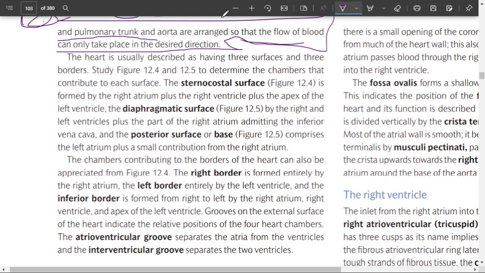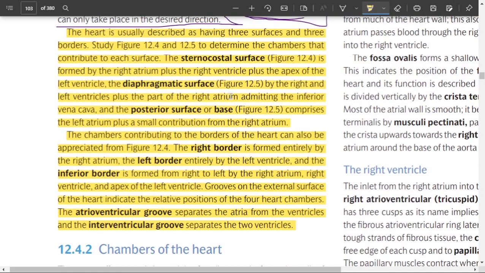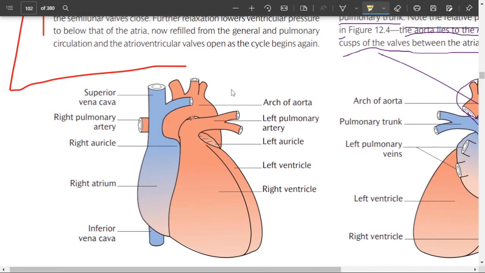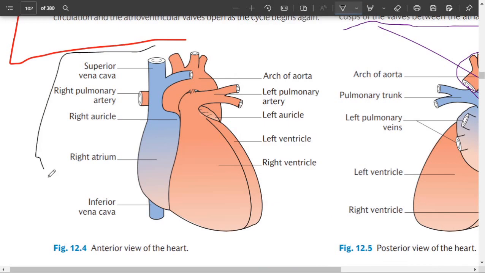I think this is enough for this lecture today, and we will be completing the next paragraph in the next lecture. Hopefully we will have learned our lessons on how to draw the heart, and we will be drawing it very carefully, of course. But now we can see this picture.